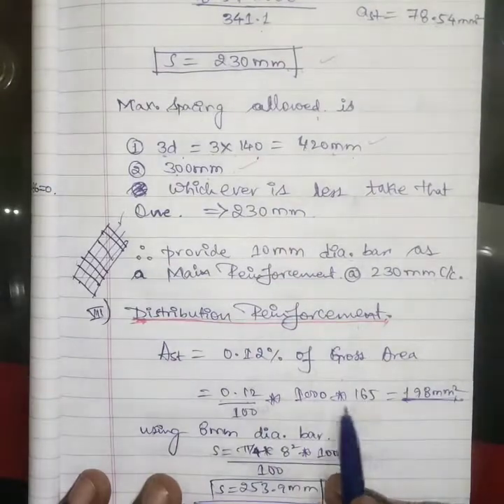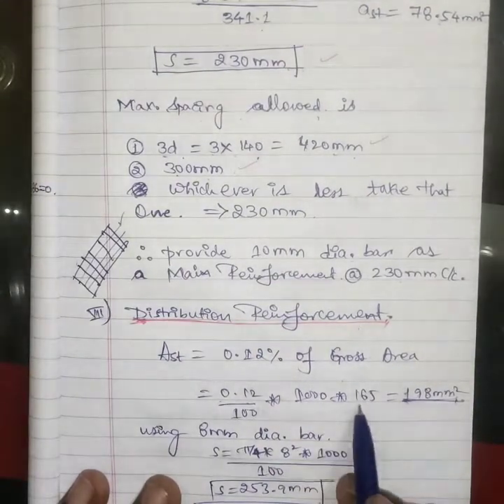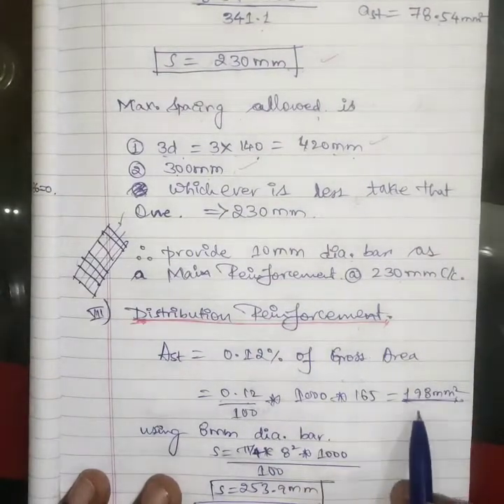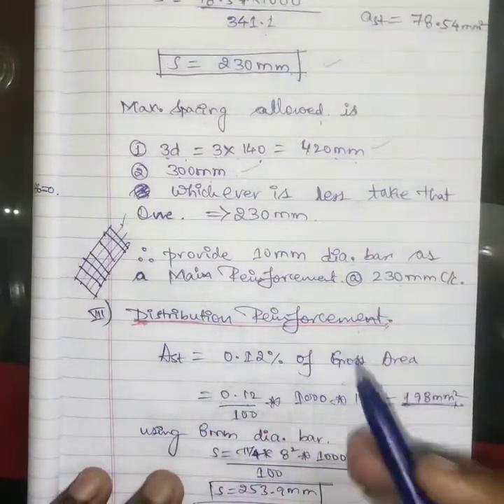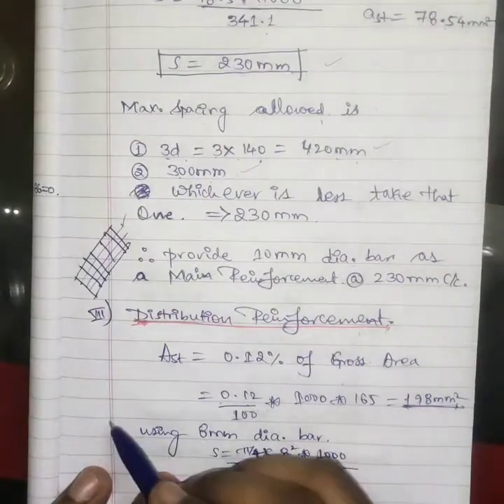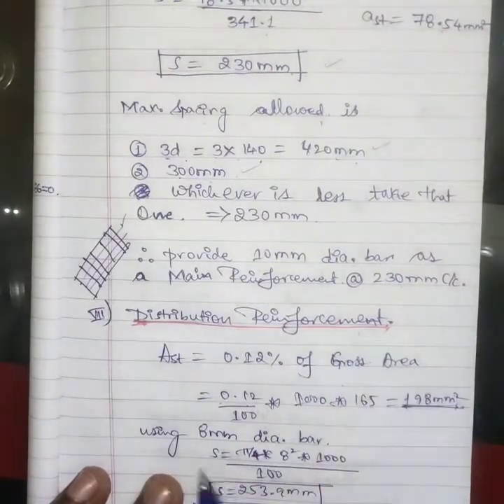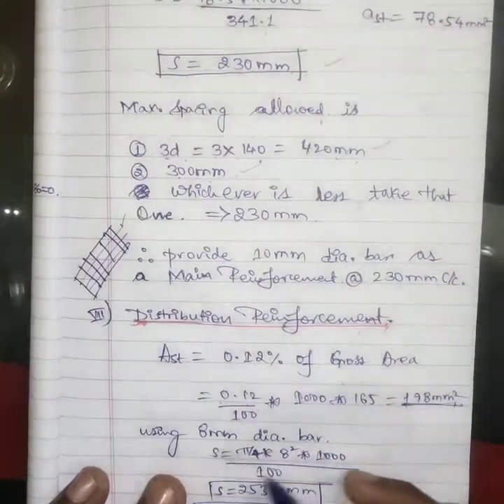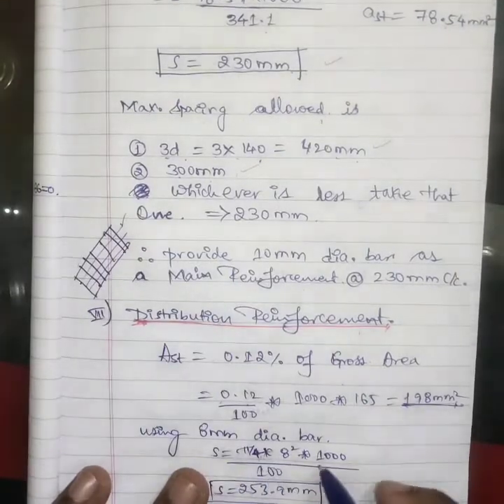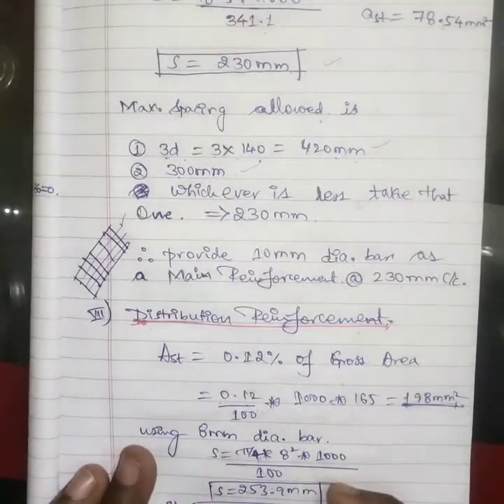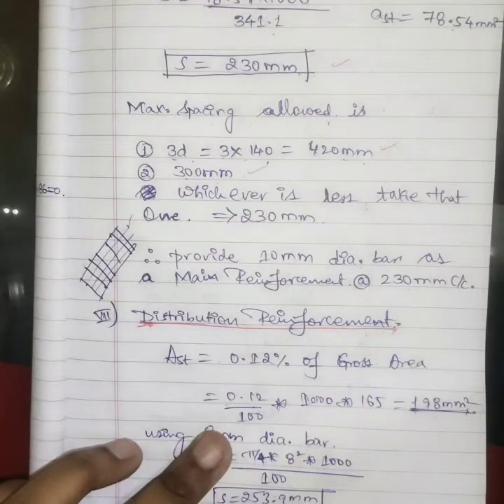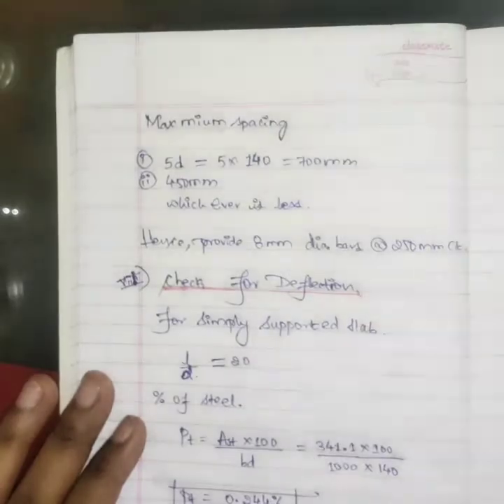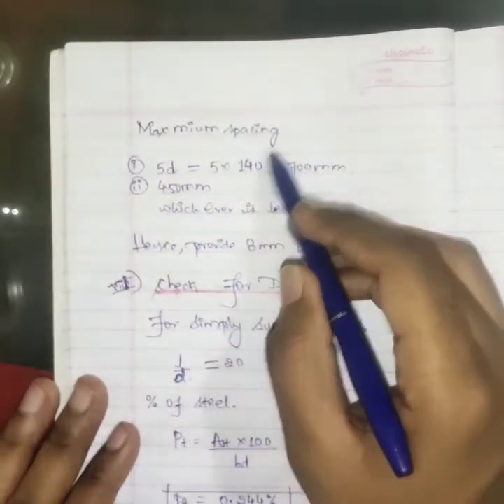For the distribution bar, always take less than the main bar. We have taken the main bar as 10 mm, therefore we take 8 mm diameter bar. Therefore S is equal to small a into 1000 divided by AST, we get S is equal to 253.9 mm. The maximum spacing for the distribution bar is 5 times the effective depth, 5 into 140, it becomes 700 mm, or 450 mm, whichever is less. Hence we provide 8 mm diameter bars at 150 center to center.